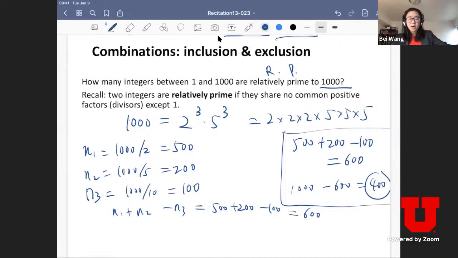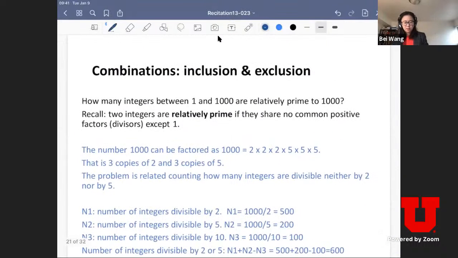So all those numbers are the numbers that are not relatively prime to 1,000. Now I'm going to exclude that from the total number, because I'm asking for the ones that are relatively prime. So I have 1,000 minus 600, that's 400. Of course, the solution is typed here. So the key problem of this is counting how many integers are divisible neither by 2 nor 5. Okay. All right. Any questions?